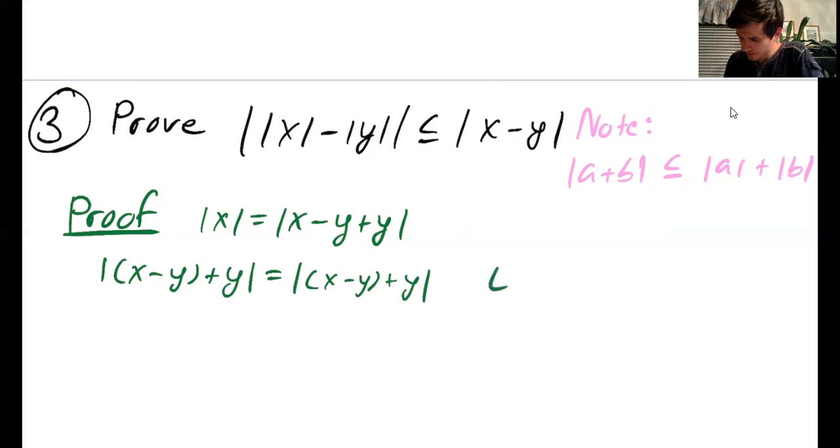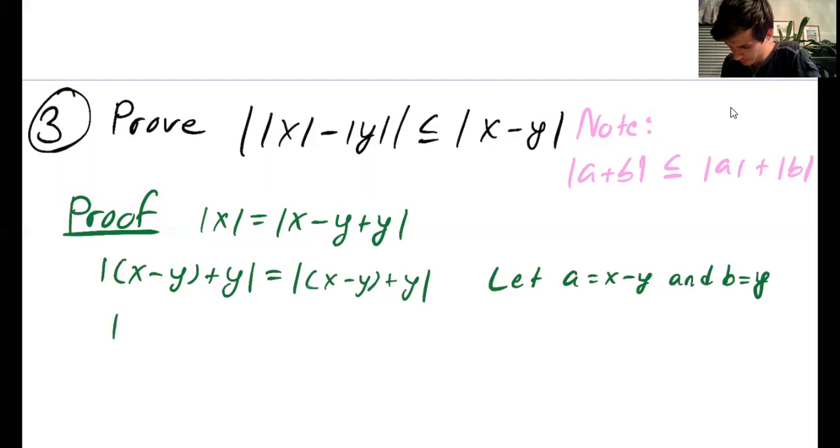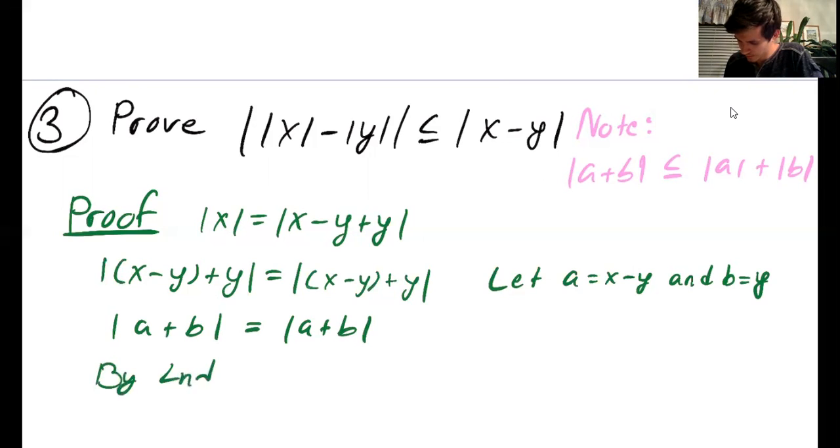And now we're going to let A equal x minus y and B equal y. So now changing this will become A plus B is equal to A plus B. Nothing too special yet. Now this is where the second proof comes in. My second proof: the absolute value of A plus B is less than or equal to the absolute value of A plus the absolute value of B.